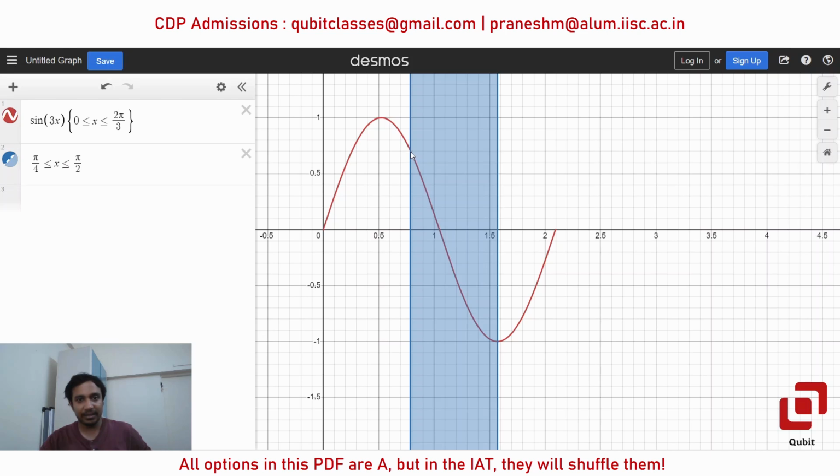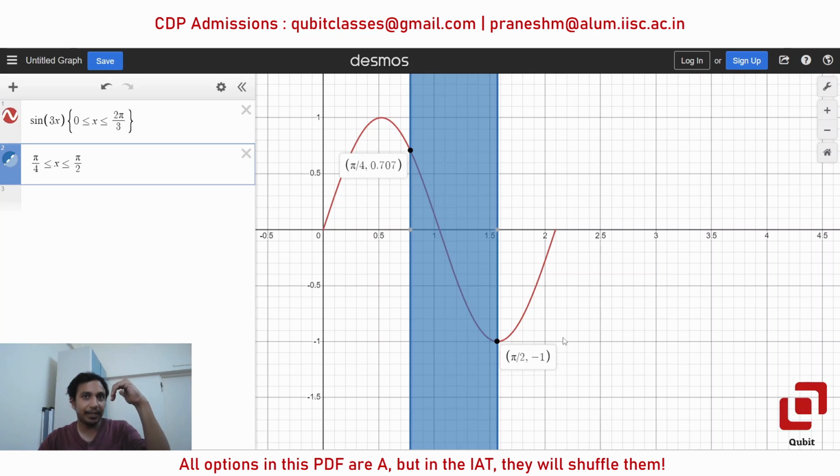In the blue patch, we'll find that the graph from pi by 4 to pi by 2, these values are excluded. Okay, pi by 4 we may have included, but definitely not pi by 2, because then it would lose the property of strictly decreasing. But nonetheless, in that interval, the function is decreasing.